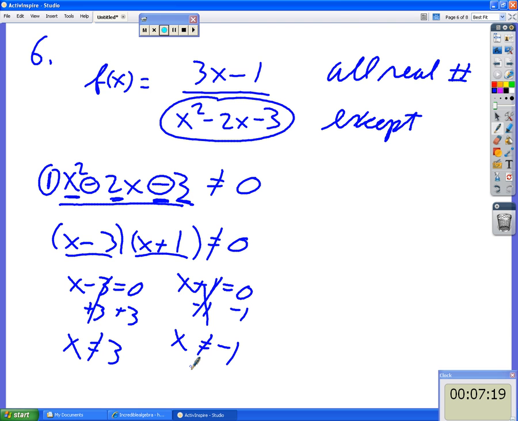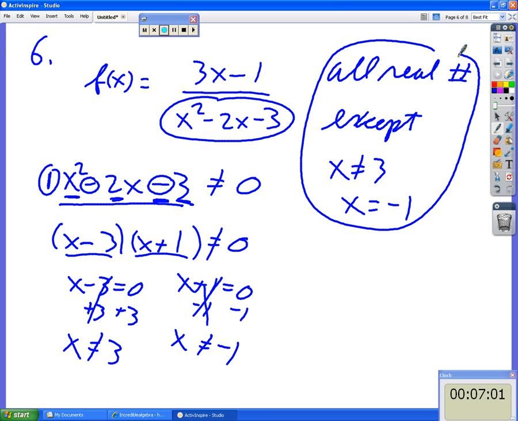So back over here, what's my answer? All real numbers except x is not equal to 3, and x is not equal to negative 1. And that is my answer. Every number works in that fraction unless the bottom is 0. The bottom is 0 when x is 3 and x is negative 1. So those are what we call the exceptions. They don't work. Everything else works just fine.